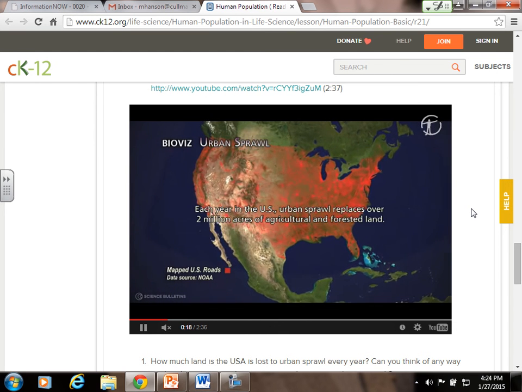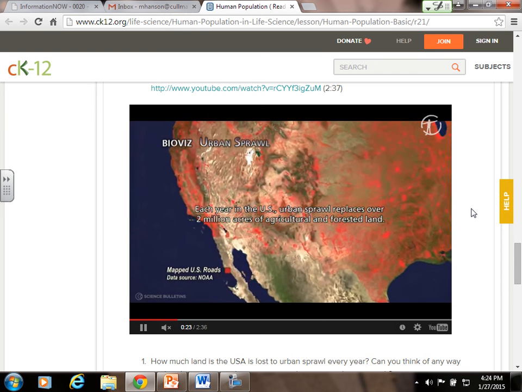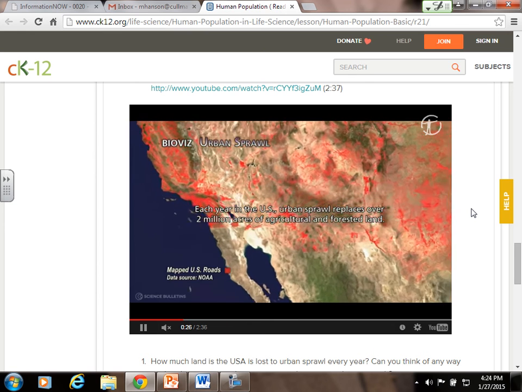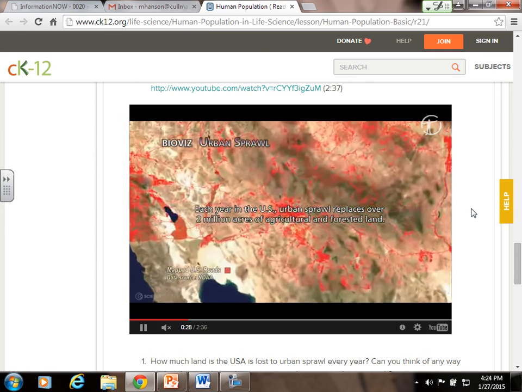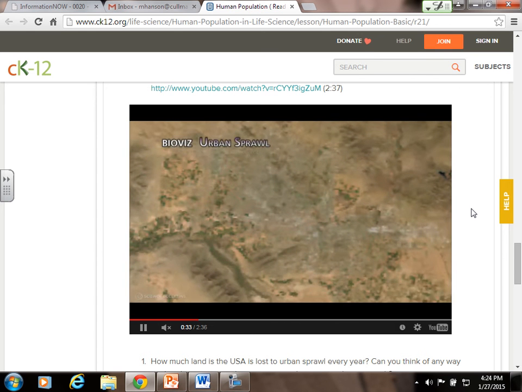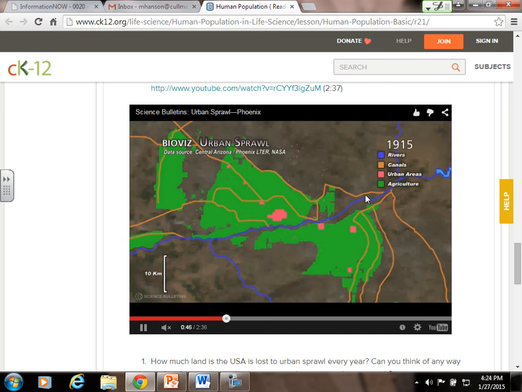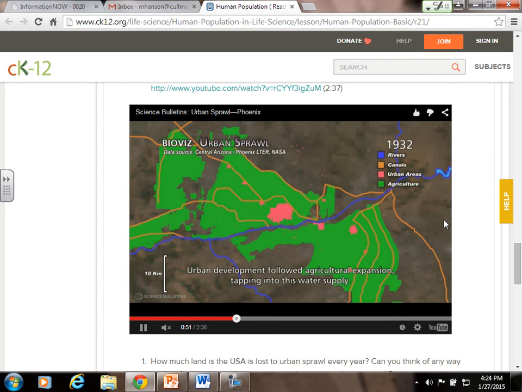It says each year in the U.S., urban sprawl replaces over 2 million acres of agricultural and forested land. Now the red parts you're seeing are roads, and as it gets in closer, the colors will change some. All right, in 1912, this picture shows Phoenix. Development in the arid west began with agriculture fed by water from canals and dammed rivers. So you have these rivers, and then they produce canals off of them, and all the green area is the agricultural area. Pink is the urban area.